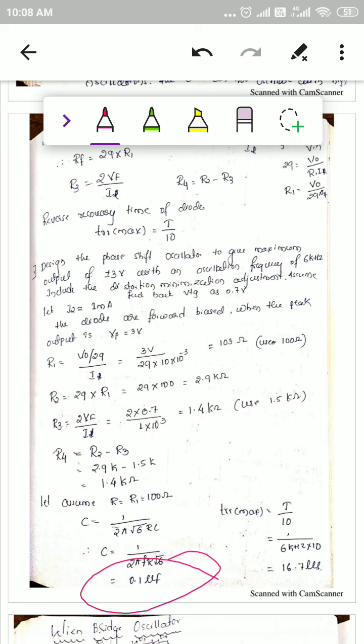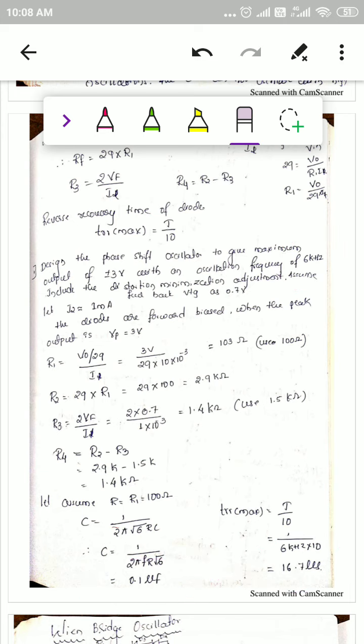T is equal to 1 by F. So 1 by F, how much is it? 6 kilohertz. So 1 divided by 6 kilohertz, and into 10 for the TRR. So you will get the reverse recovery time as 16.7 microseconds. That is the reverse recovery time of the diode you have.